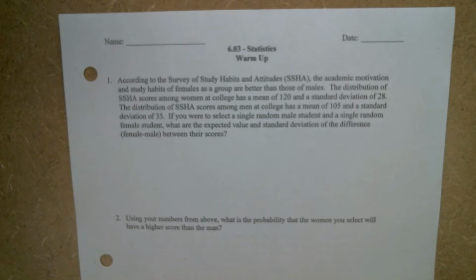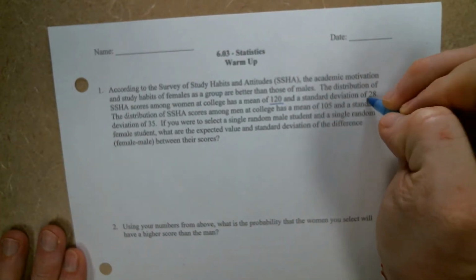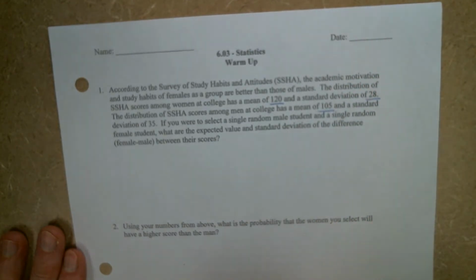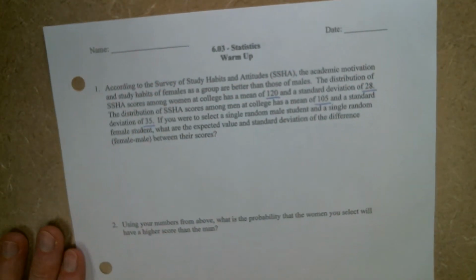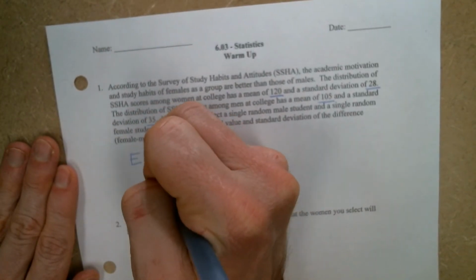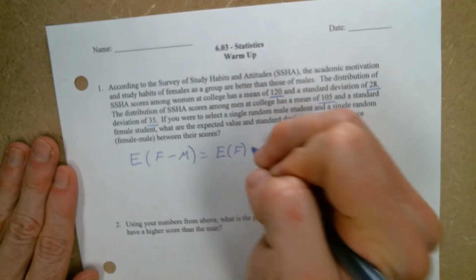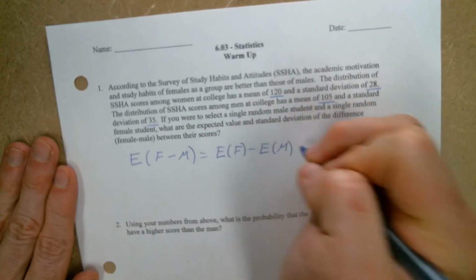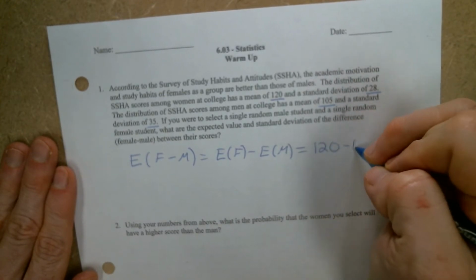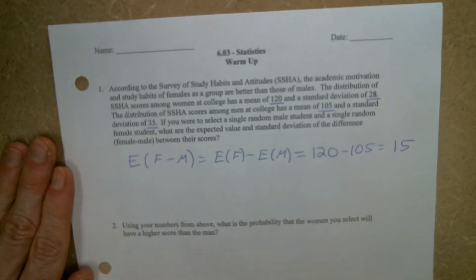All right. So female is a random variable that has a mean of 120 and a standard deviation of 28. Men is also a random variable that has a mean of 105 and a standard deviation of 35. So this is basically saying what's the expected value of female minus male, which is the same as just the expected value of the females minus the expected value of the males. So don't overcomplicate this. It's just 120 minus 105 for an expected difference of 15 points.